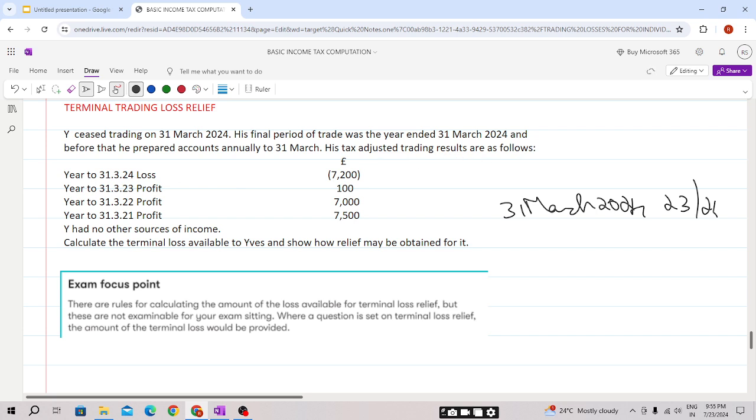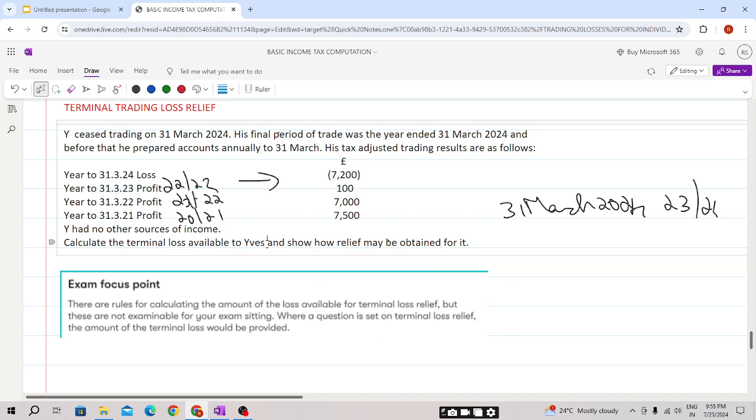Year 23-24 is a loss of 7,200. 22-23 tax year 100, then 21-22, 20-21. We need to mention the tax year. So we have given the income. Y had no other source of income. Calculate the terminal loss relief to Y and show how relief will be obtained.